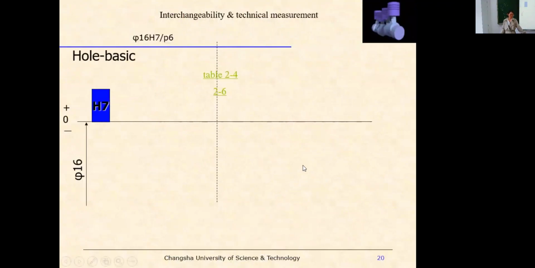And for this is the P6. It means that the tolerance grade is 7. Yes, it's 7, so the pressure is higher. This is H, this is for the hole, so it's 0. So the upper deviation is plus 18, right? The IT7. You can find it in the IT7 table, right?